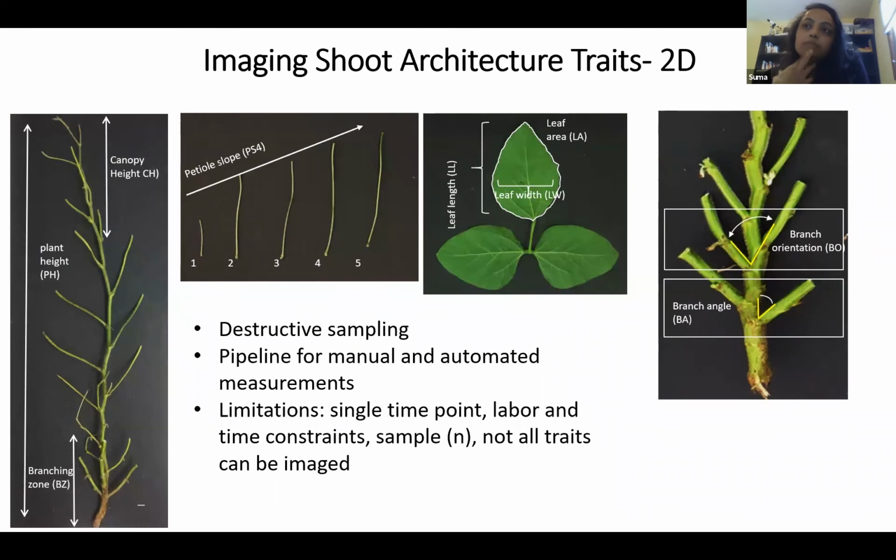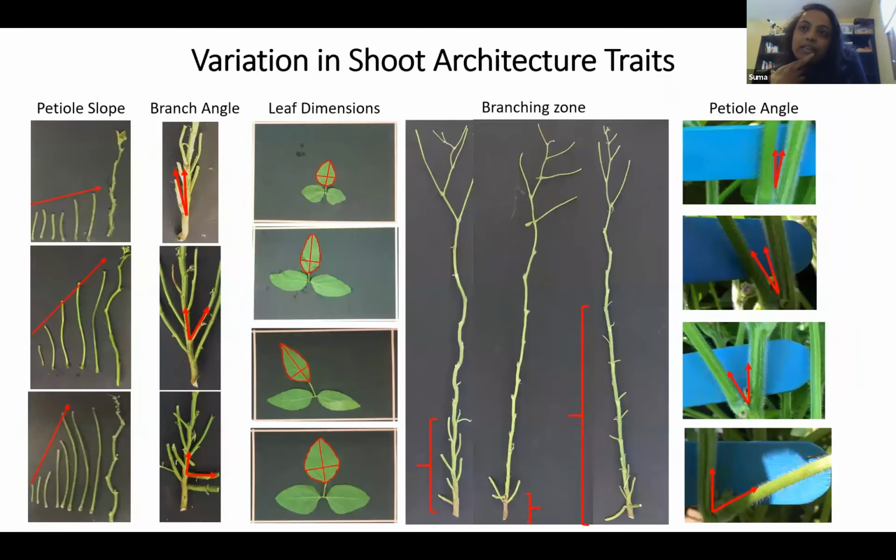Next slide please. So what kind of variation can we see? You can see in the first panel, it's the petiole slope. If you remember our previous slides, we showed you at the very top of the plant, some of them are more rounded on top, some of them are more tapered. So it matters how the petioles are placed.